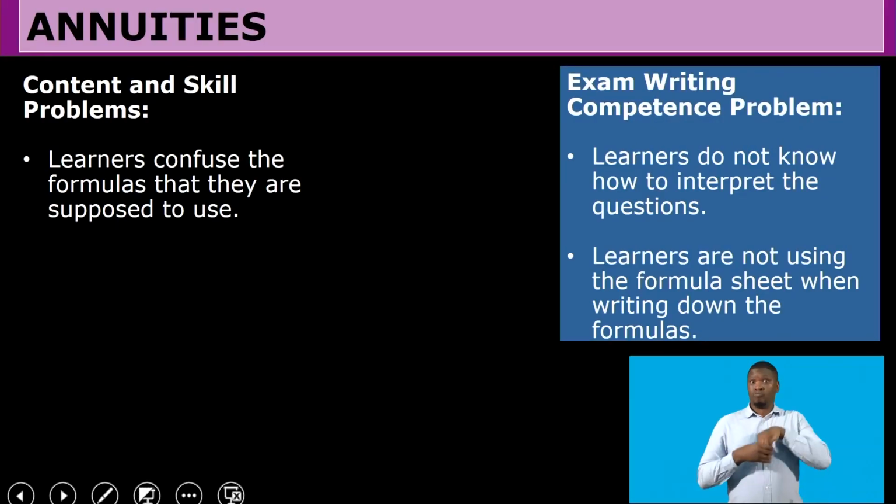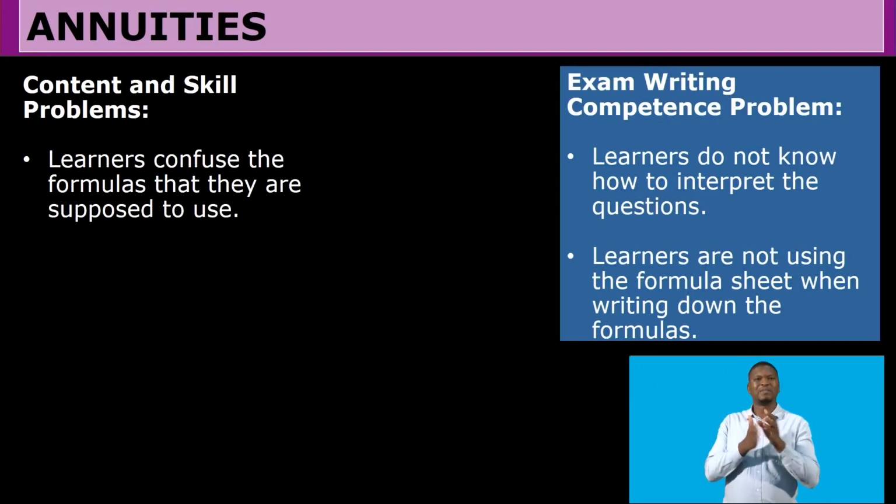So when it comes to the content and skill problem here, is that learners confuse the formulas that they're supposed to use. So you can see that formulas are a big part of financial mathematics, because if the formula is wrong, you will not receive those marks. Then when it comes to the exams, learners do not know how to interpret those questions, and also learners are not using the formula sheet when writing down those formulas. So make sure that you use that formula sheet and practice more so you can know how to interpret these questions.